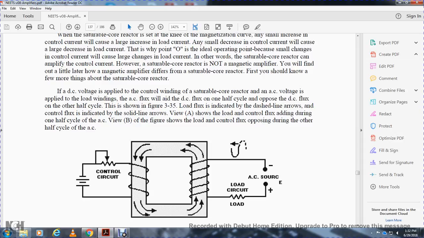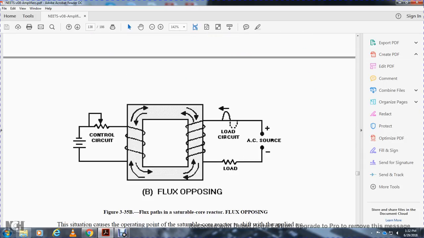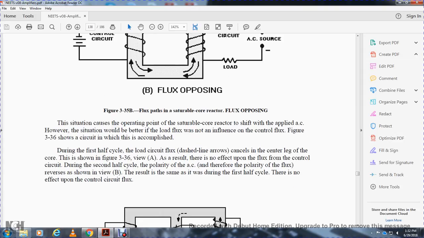So your AC is going left, counterclockwise; control DC, rheostat, load circuit, flux path, saturable core flux opposing, going clockwise from the DC circuit to the AC circuit. This covers the operation of the saturable core reactor.